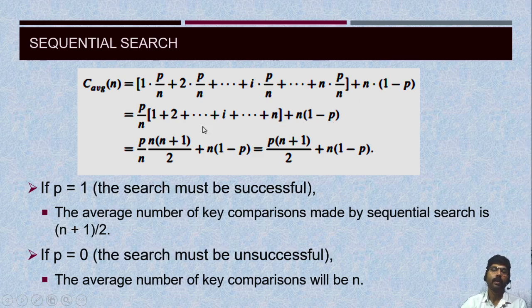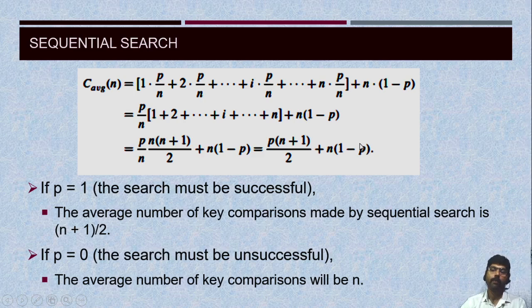Okay, when you solve 1 plus 2 plus and so on, it's a series, and its simple form is n into n plus 1 divided by 2. We have the formula this way. Here n and n cancel, and you get p divided by 2 times n plus 1, plus n into 1 minus p. This is the formula you found.